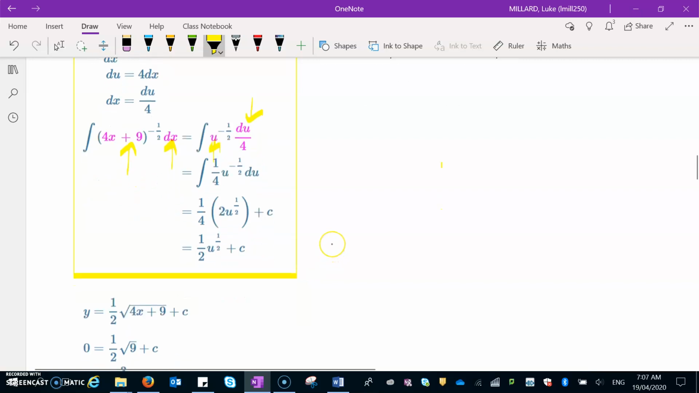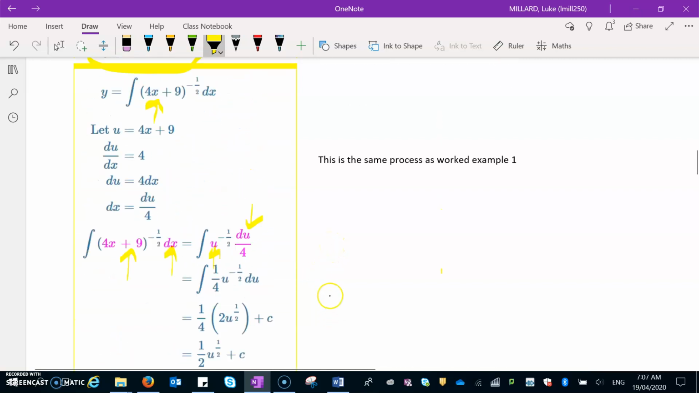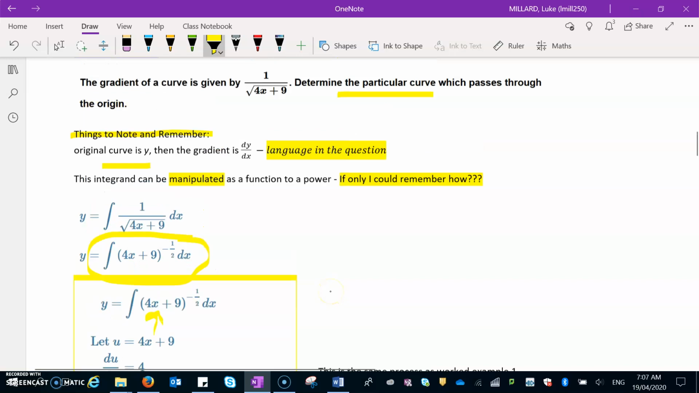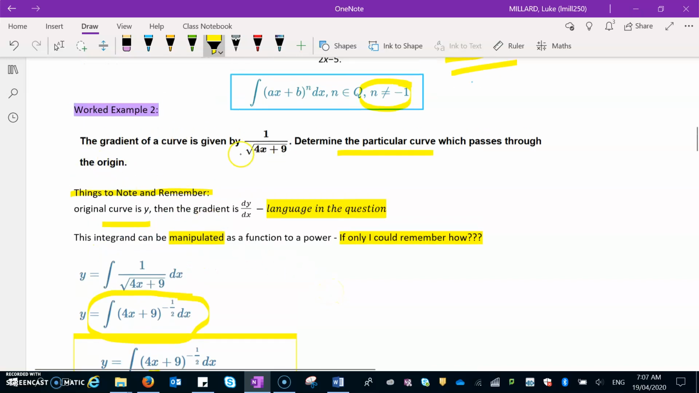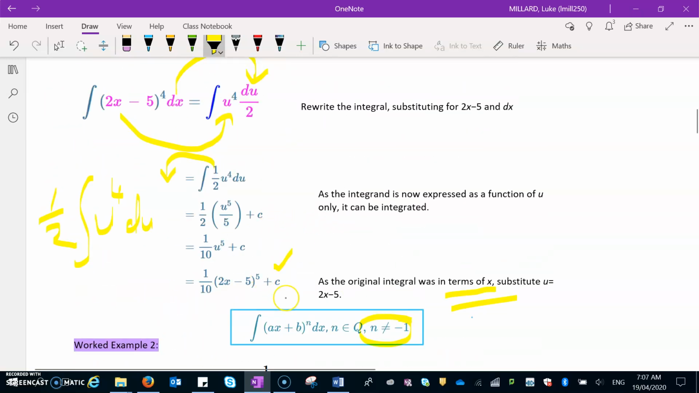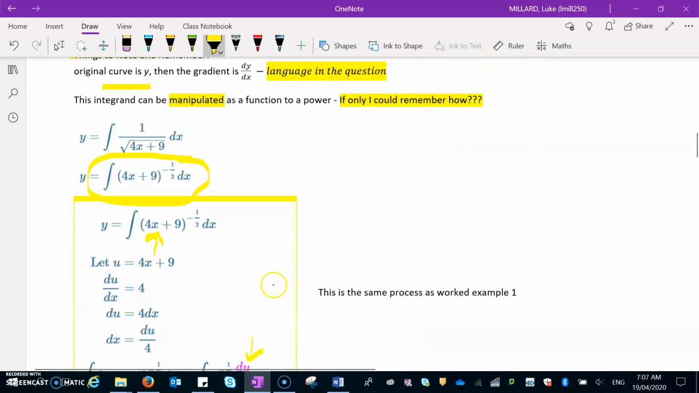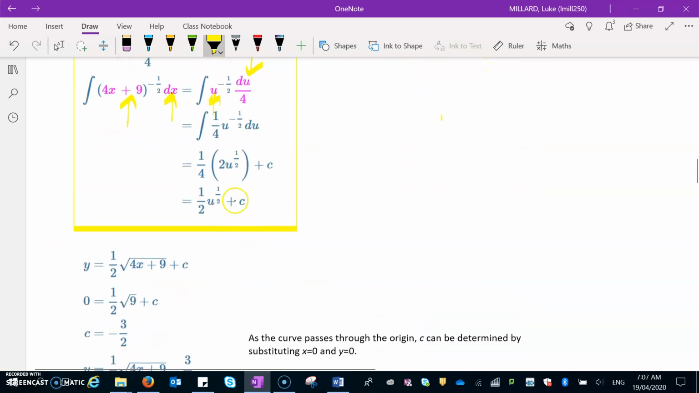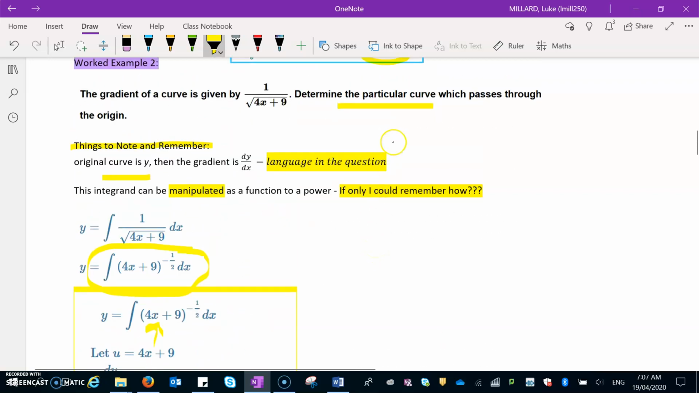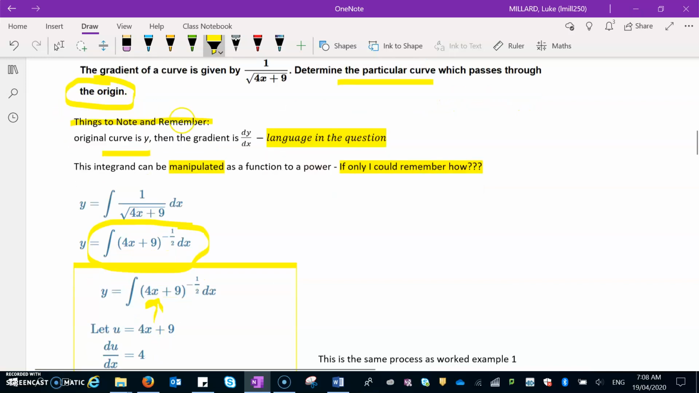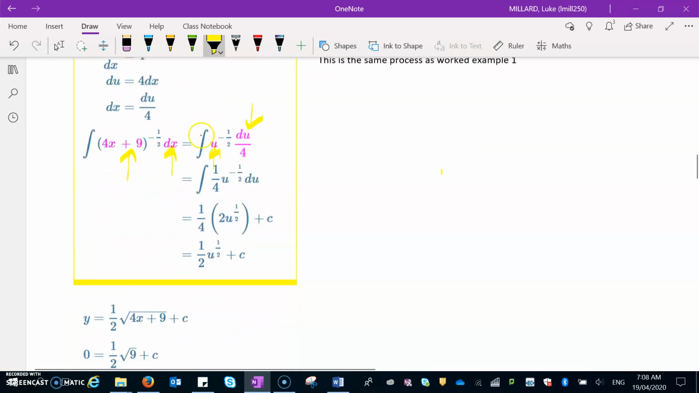So I hope that worked example 2 was quite nice, but there's something else we need to mention in this function. In this first case, we had a plus c. In this second case down here, we have a plus c. But remember, we can solve for c if we're given another piece of information, which in this question it said, determine the particular curve which passes through the origin. So they give us a coordinate. We know the coordinates of the origin are 0, 0.